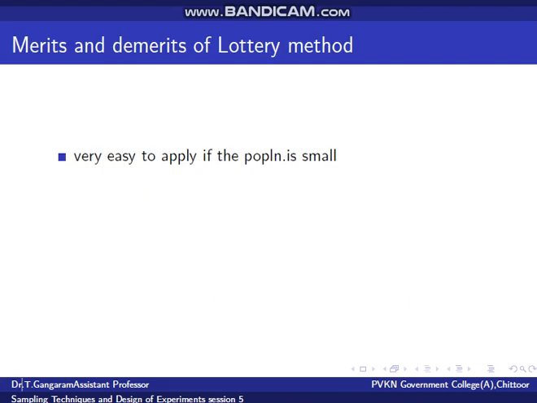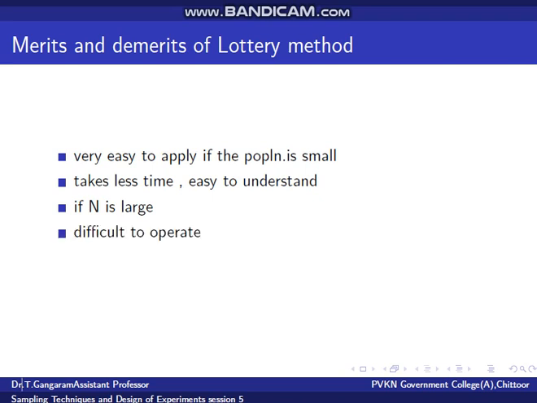It is very easy to understand and easy to apply if the population is small. It takes less time and it is easy to understand. If capital N is large, it is difficult to operate the lottery method. Writing numbers on slips, keeping them in a box and shuffling them is somewhat difficult. It takes more time and money.